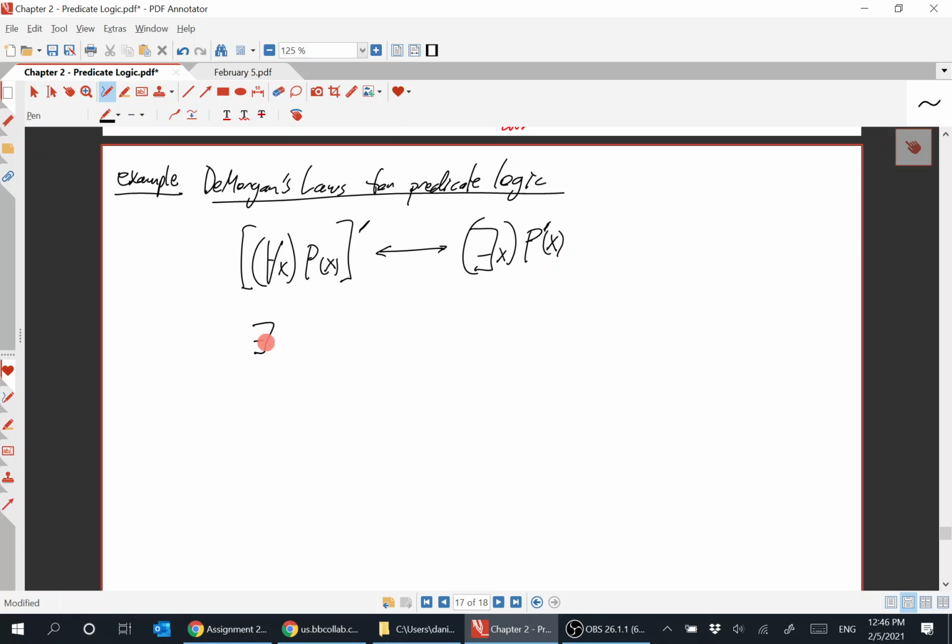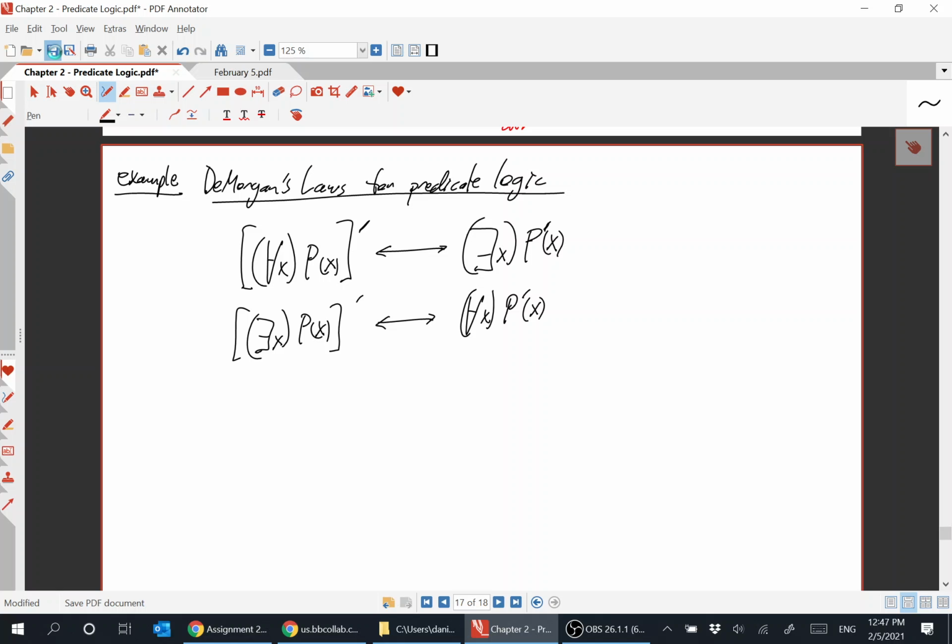Similarly, there is no x satisfying p of x. By definition, there is no x which satisfies p means what? All x don't satisfy p. Right, so those are De Morgan's laws for predicate logic, and they're more or less by definition.